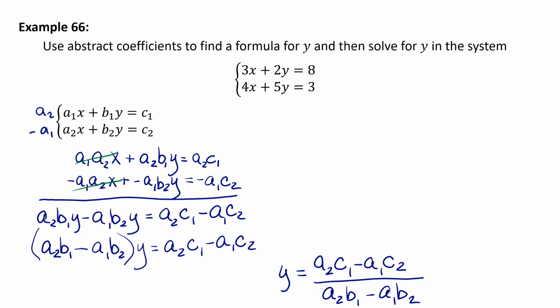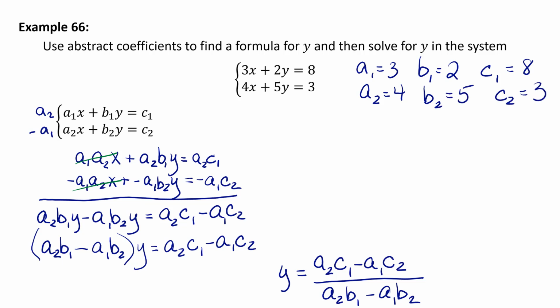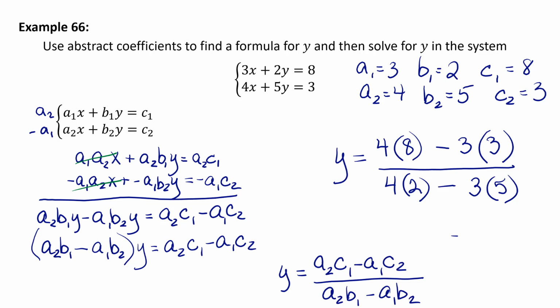And so now you can look at your equations up here with the real number coefficients, and you can figure out what your a1, a2, and so on are. So a sub 1 is 3, b sub 1 is 2, c sub 1 is 8, and then a sub 2 is 4, b sub 2 is 5, and c sub 2 is 3. Plug it all in, multiply it out, and you end up that y is negative 23 over 7.